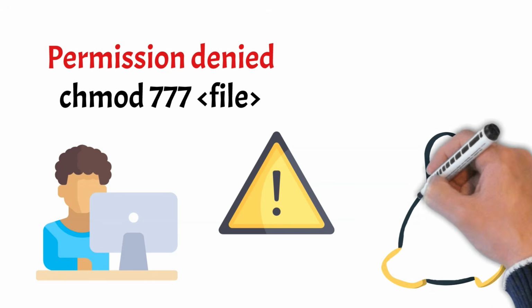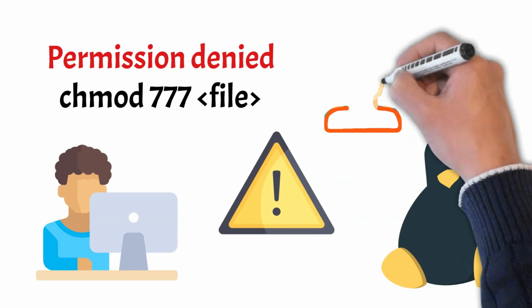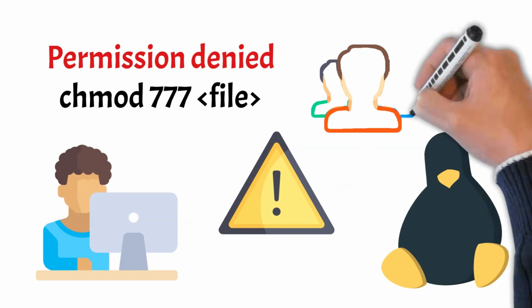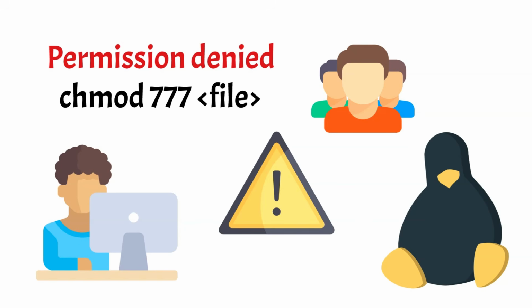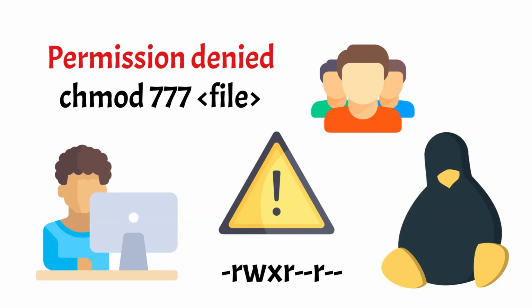Linux was built as a multi-user system. That means every file has rules. Who can read it, who can change it, and who can execute it. In this video, we'll show you how Linux file permissions actually work, from RWX and numeric modes to ownership and much more. By the end, you won't guess permission numbers anymore. You'll understand them. Let's get started.